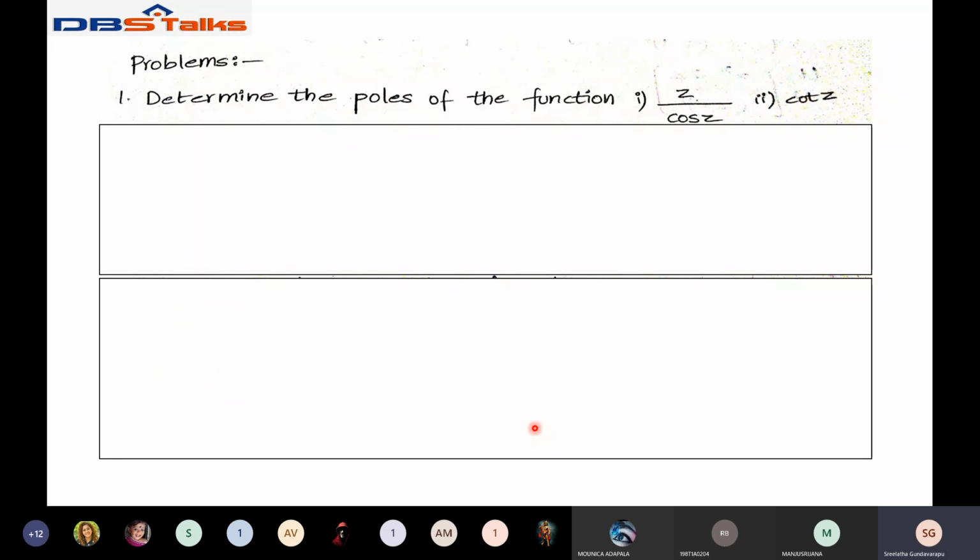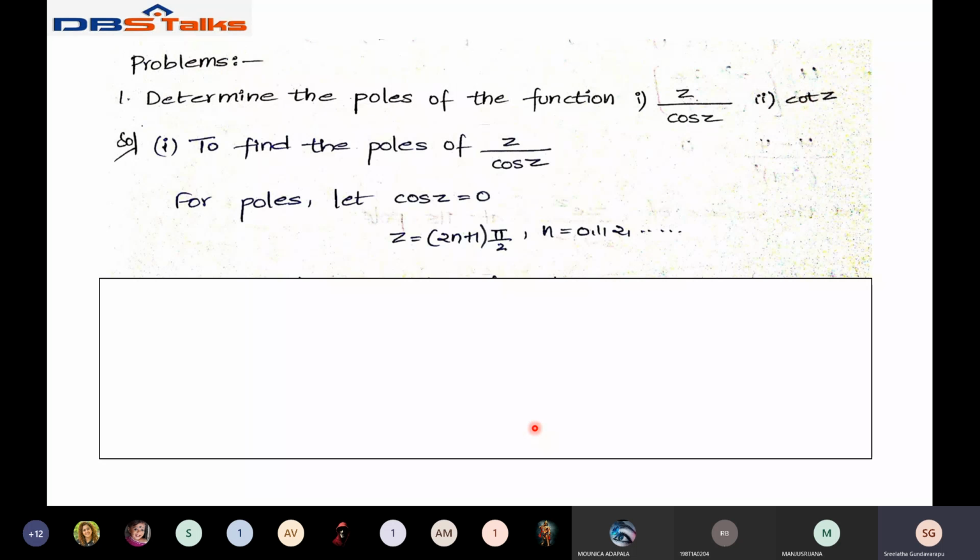Next problems are: determine the poles of the functions z by cos z and cot z. The poles problems are important for 2 marks. So the solution is to find the poles of z by cos z. Given function, let f of z is z by cos z.